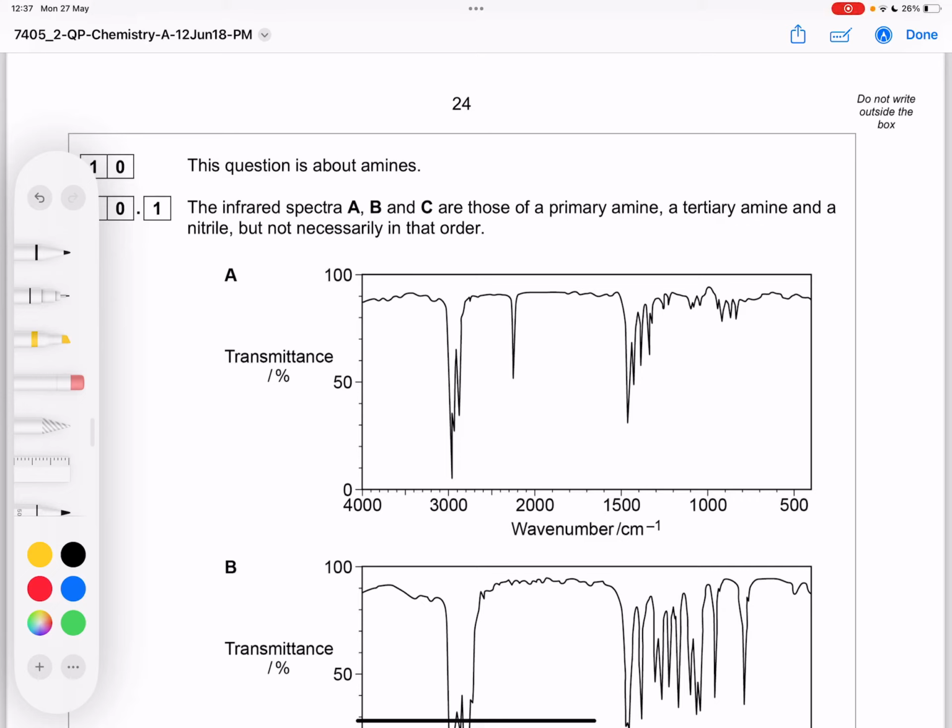This question is about amines. It shows infrared spectra of a primary amine, so RNH2, a tertiary amine, which would have no hydrogens, and a nitrile, which would have a triple bond N.